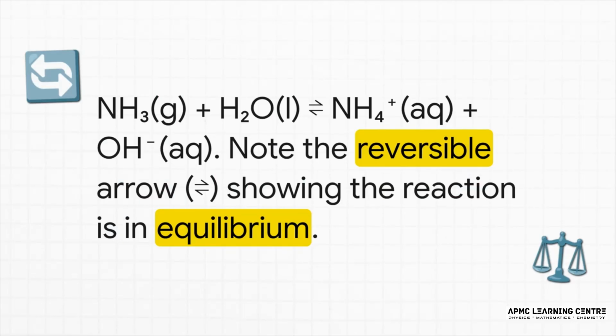And this equation for ammonia shows you exactly what we mean by partially. See that weird-looking arrow, the one pointing both ways? That is a reversible arrow, and it is so important. It means the reaction is in equilibrium. It's going forward and backward at the same time. So while some ammonia molecules are turning into ions, other ions are bumping back into each other and turning back into ammonia. It's a constant back and forth.